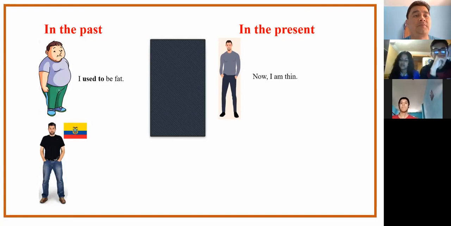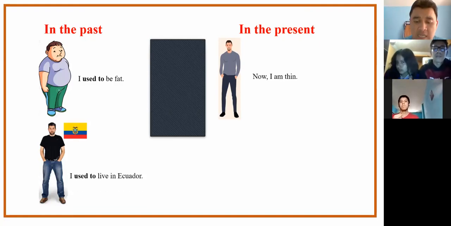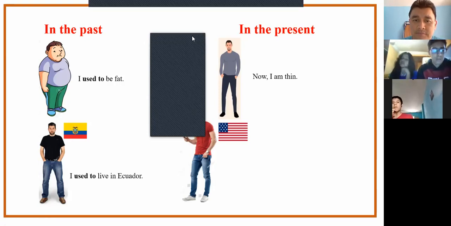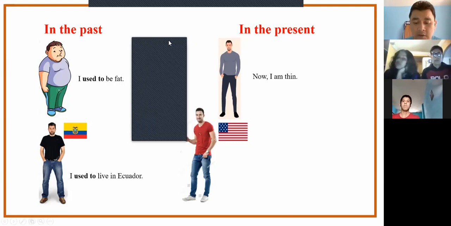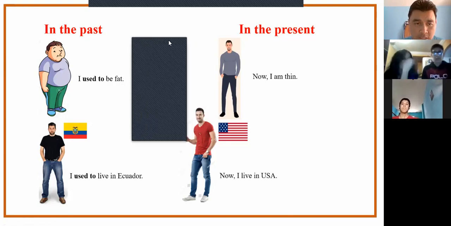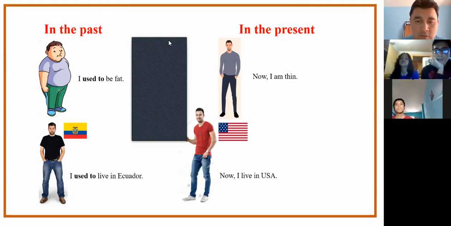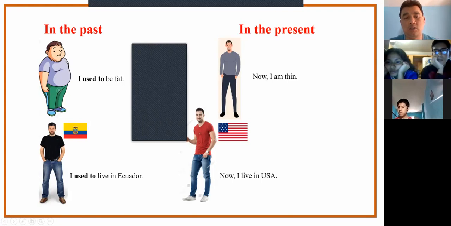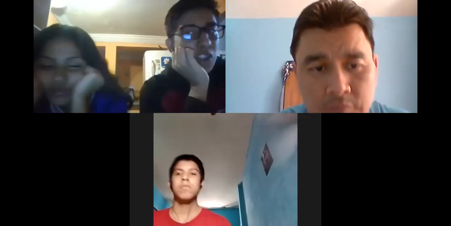So, Sebastian, I used to live in Ecuador. Now, in the present, I live in USA. Good, very good. Now, I live in USA. In USA, excellent, very good, correct. Used to, del verbo, and then the present, live. I used to be fat, now I am thin. I used to live in Ecuador, now I live in USA. Good. Any questions? No question.